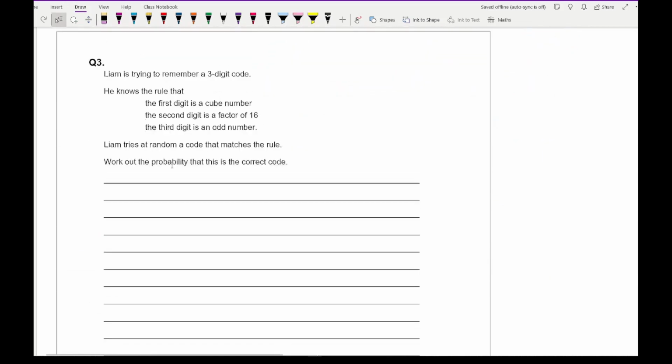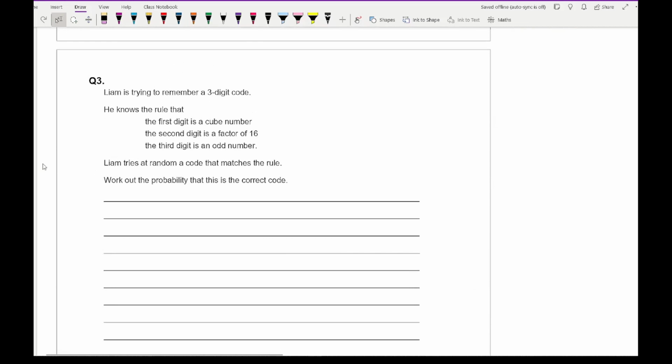Moving on to question 3, and again, if you haven't got this question printed, you may want to pause the video now and have an attempt at it. So looking at this question, it says Liam is trying to remember a 3-digit code. He knows that the rule has where the first digit is a cube number, the second digit is a factor of 16, and the third digit is an odd number. Liam tries a random code that matches the rule. Work out the probability that this is the correct code.